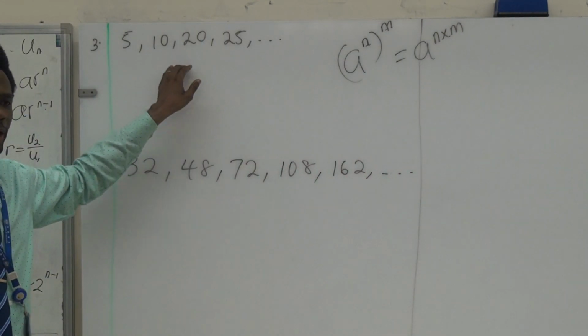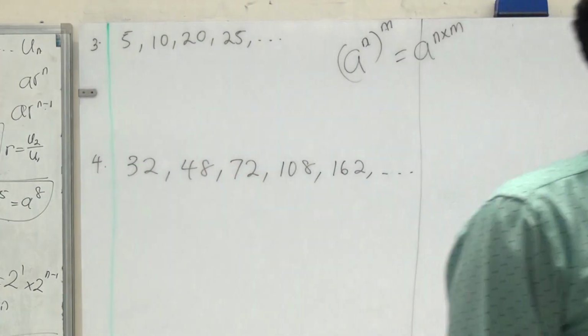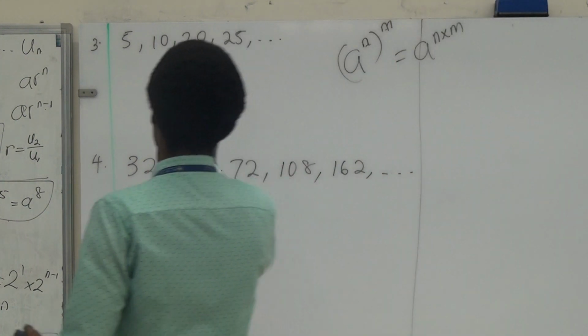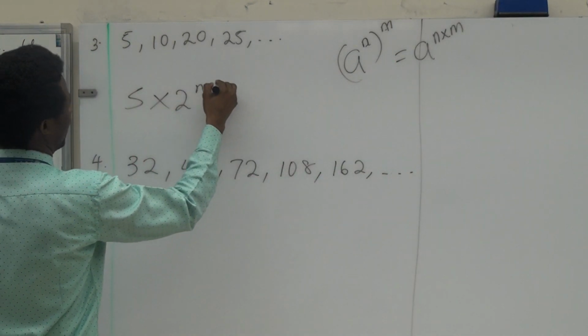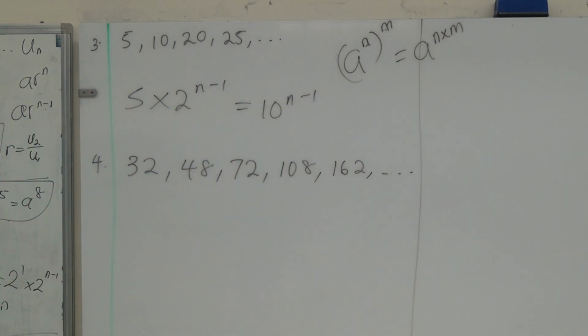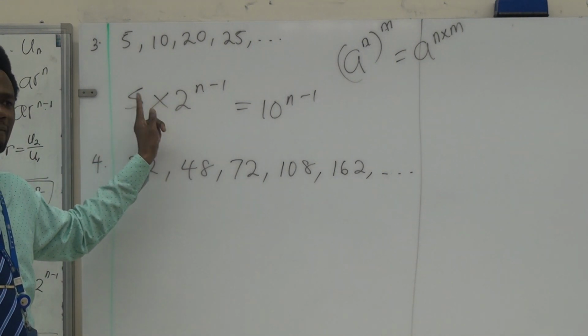Has anyone, Anika, did you do this? What do you get? That's wrong. Why did you combine to get 10? Hold on, please. 5 times 2 to the power n minus 1, 10 to the power n minus 1. Can somebody tell me why this is wrong? Because you can't times 10 to the zero. Why can't we do that? It's not the same base, Anika.